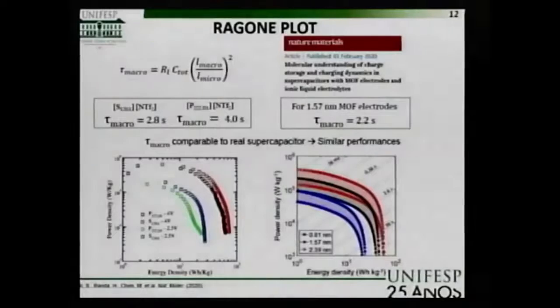From this resistance inside the electrode, we can calculate this tau macro. This is a parameter that means the time in which a real supercapacitor will charge. And as we expected from the resistance inside the electrode, the tau macro for the sulfonium-based supercapacitor is smaller than for the phosphonium-based supercapacitor, which means that this supercapacitor charges faster than the supercapacitor with the phosphonium cation.